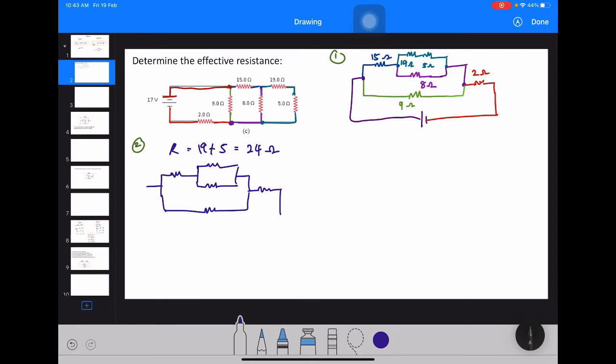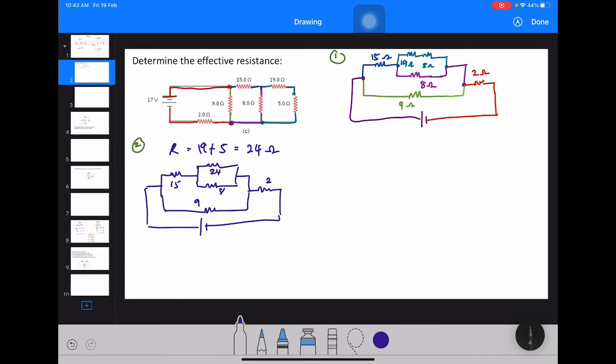Okay, and goes out here. Alright. Okay, so this one is still 15, this one's still 8, and that one's still 9, this one's still 2. Okay, you combine already the top one here, so it becomes 24.